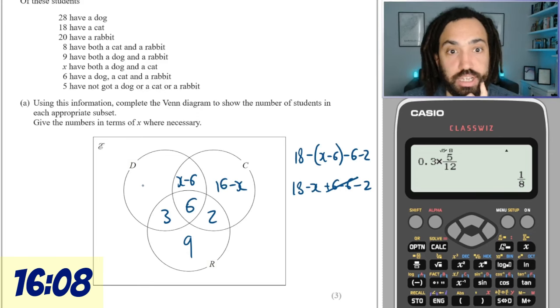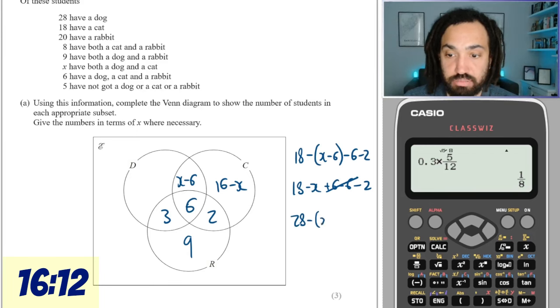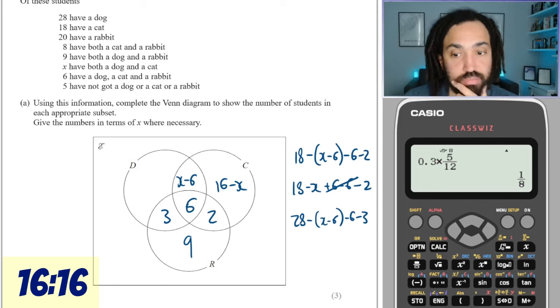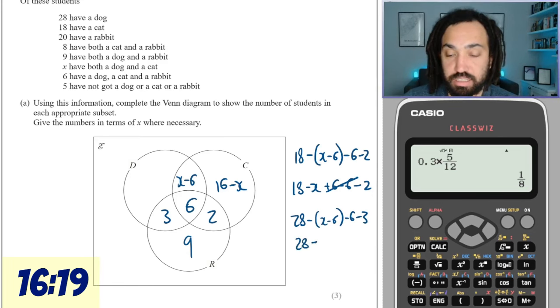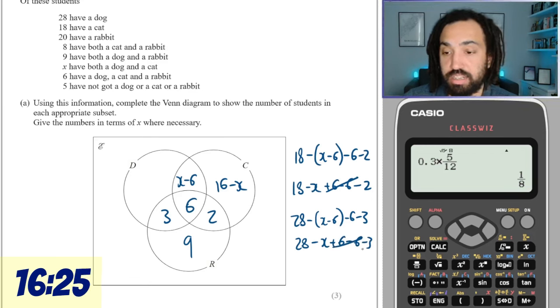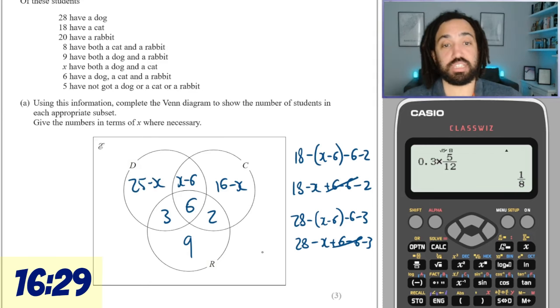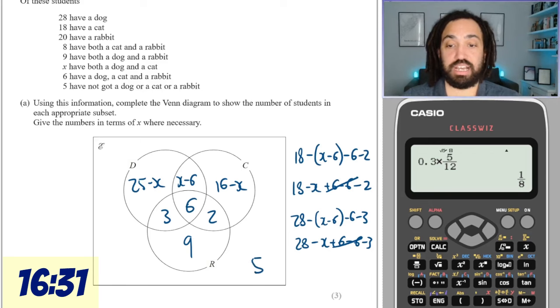Wowza. Okay, and dog, 28, we'll do something similar. So 28 minus x minus 6, minus 6 minus 3. So that's 28 minus x plus 6 minus 6 minus 3. They will cancel. So 28 minus 3 is 25. So that's 25 minus x. And lastly, 5 do not have a dog, rabbit, or cat, so that can go outside.